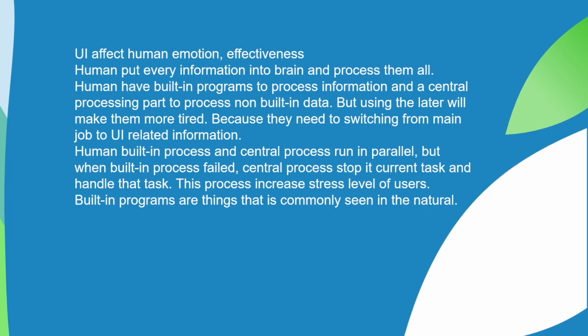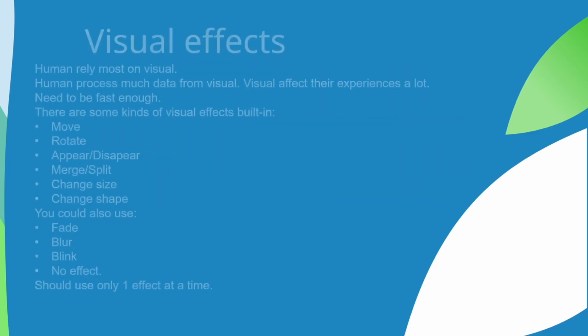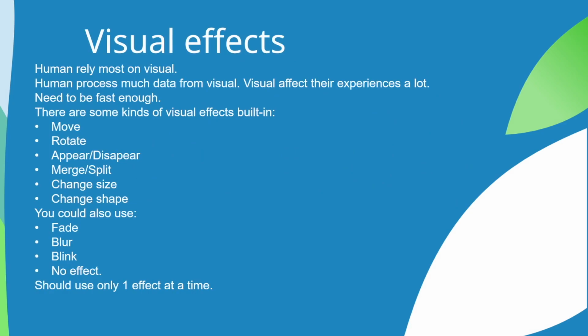Built-in programs handle things that are commonly seen in nature. The brain processes much data from visual effects and experiences a lot. A good UI needs to be fast enough, obviously. As mentioned before, we should use the brain's built-in visual effects like move, rotate, appear, disappear, merge, split, change size, change shape. There are some effects that need to be used selectively: fade, blur, blink or no effect. And one should use only one effect at a time.